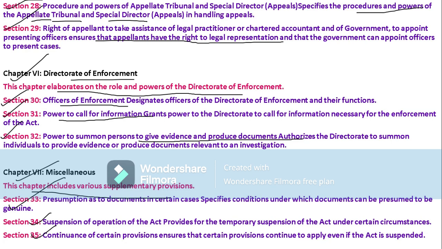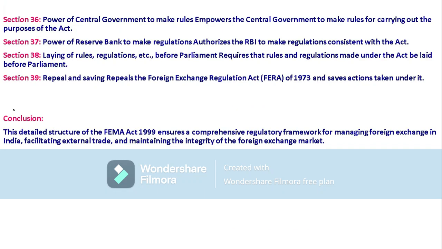All these powers will be with the Reserve Bank only. According to the situation, they will suspend the operations of the Act or else continue it. Coming to section 36, power of the central government to make rules empowers the central government to carry out the purposes of the Act. So the central government has the ultimate powers, and according to its recommendations, only then does RBI act. Now coming to section 37, powers of RBI to make regulations. Not only rules, regulations and restrictions are also made by the Reserve Bank of India.